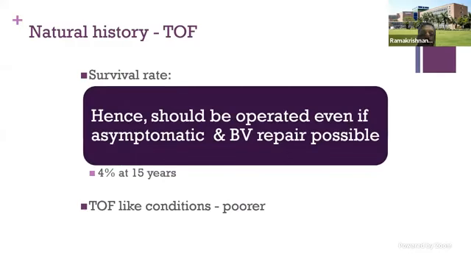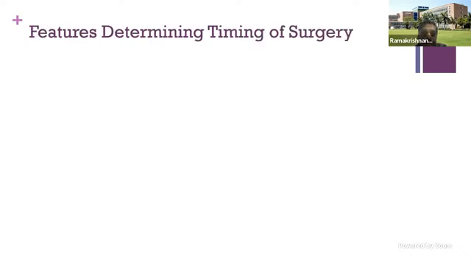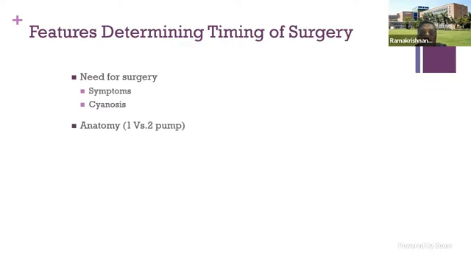Another important thing is, when should you operate or not, if a patient is relatively asymptomatic or mildly symptomatic? Generally the consensus is that any tetralogy should be operated when biventricular repair is possible in a good center where the surgical mortality is low. So, the factors determining the timing of surgery in tetralogy.